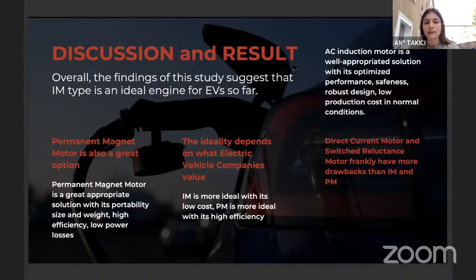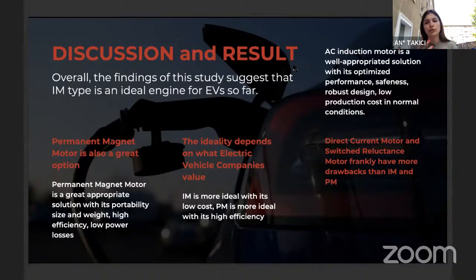Also, as a result, the ideality depends on what electric vehicle companies value. So we can't say induction motor is the most ideal electric motor, because it depends on what the company gives importance to. If the company gives importance to the cost, they should select induction motor. However, if the company wants a product with high efficiency, they should choose permanent magnet motor.